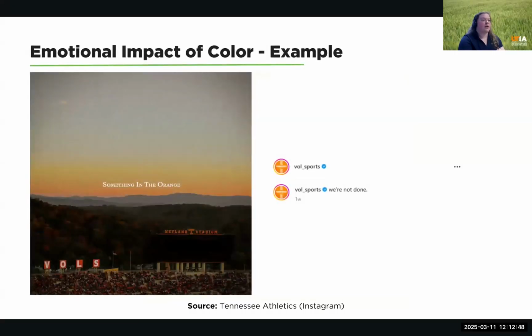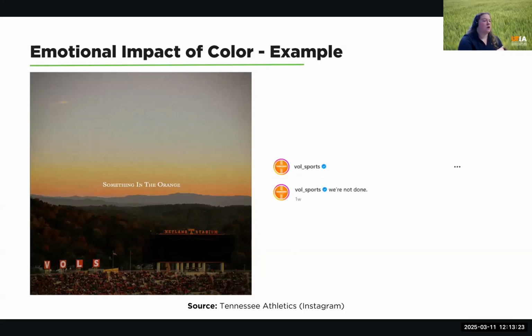So just another quick example of the emotional impact of color here. This is another Tennessee Athletics post. They were announcing Zach Bryan coming to play at Neyland Stadium with this particular post. So you can see they really leaned into that orange. They've got Neyland here in the background, and one of Zach Bryan's song titles is actually something in the orange. So there's a lot of leaning into the emotional impact of color going on here, as well as maybe a play on words.